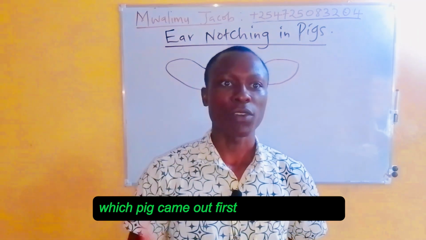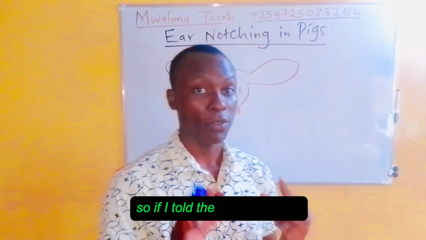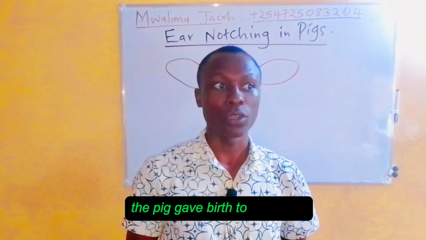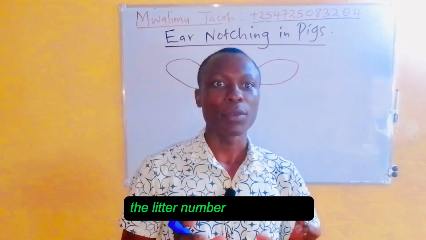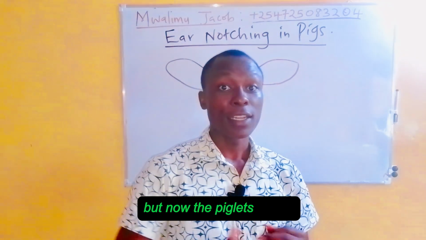When we talk of individual number, within the litter, what was the order of parturition? Which pig came out first during parturition? If the pig gave birth to 10 piglets in the first parturition, the litter number becomes 1. But now the piglets are 10.